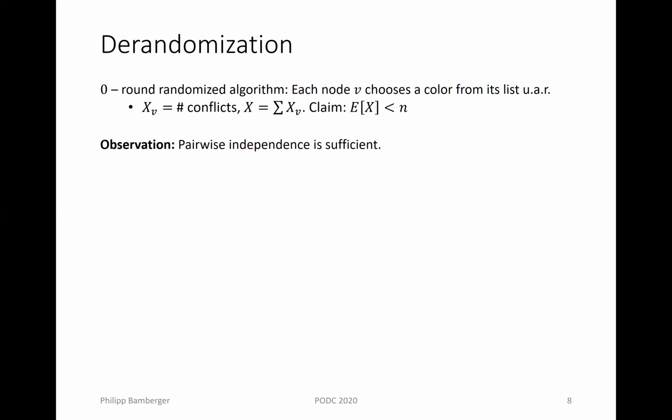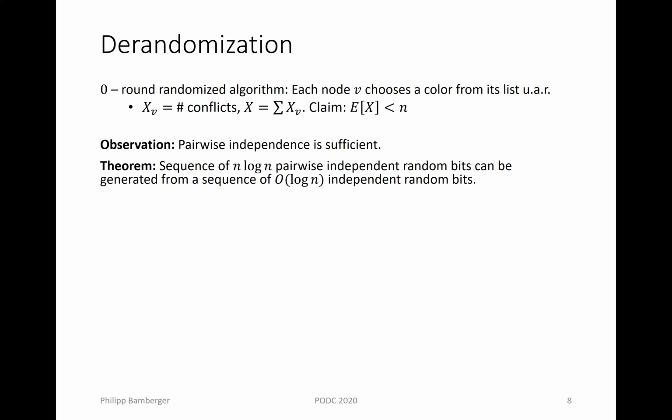For this property to hold, the color choices only need to be pairwise independent. We can therefore reduce the number of random bits we use, because a sequence of n log n pairwise independent random bits, which we need to choose a color for each node, can be generated from O of log n independent random bits, which is desirable because for an efficient de-randomization, we aim to use as little randomness as possible.